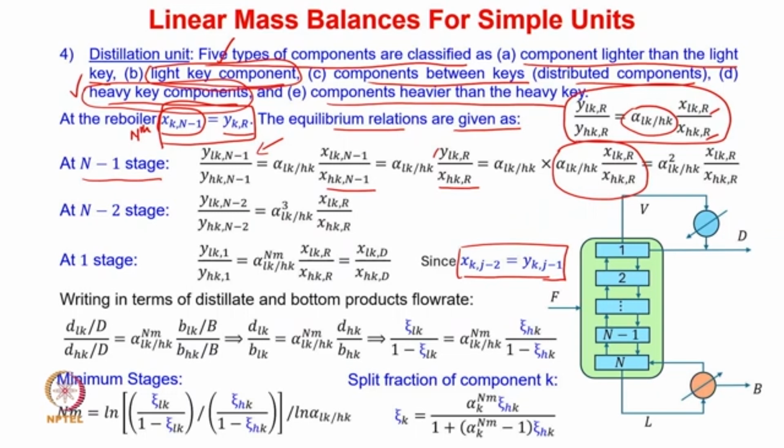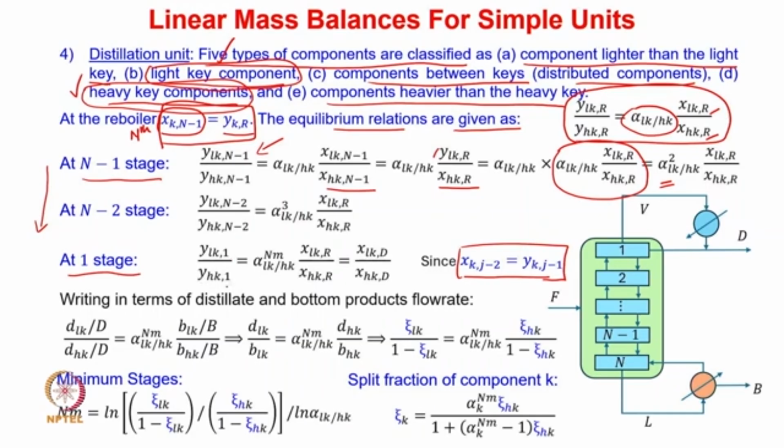Okay, so in this manner you can see that at the n minus 1 stage what we are ultimately going to get is y_lk,n-1 divided by y_hk,n-1, given as alpha_lk/hk square into x_lkR divided by x_hkR. So if we continue the induction till stage 1, what we get is y_lk,1 divided by y_hk,1.